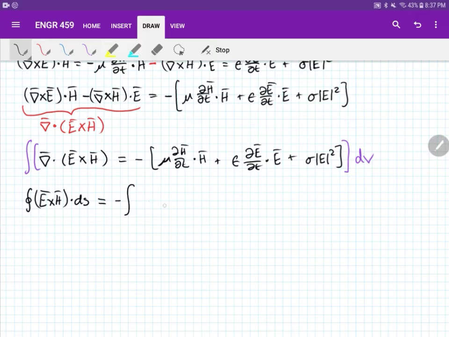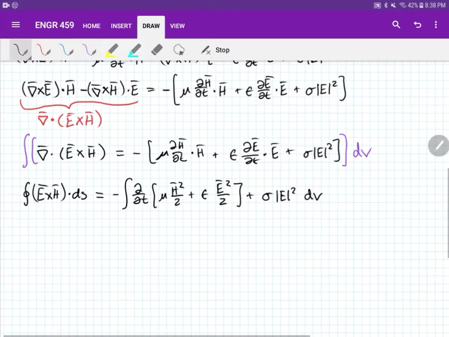integral. We're going to pull the time derivative out in front, and we're going to get mu H squared over 2 plus epsilon E squared over 2 plus sigma E squared. And this will all be in the integral.